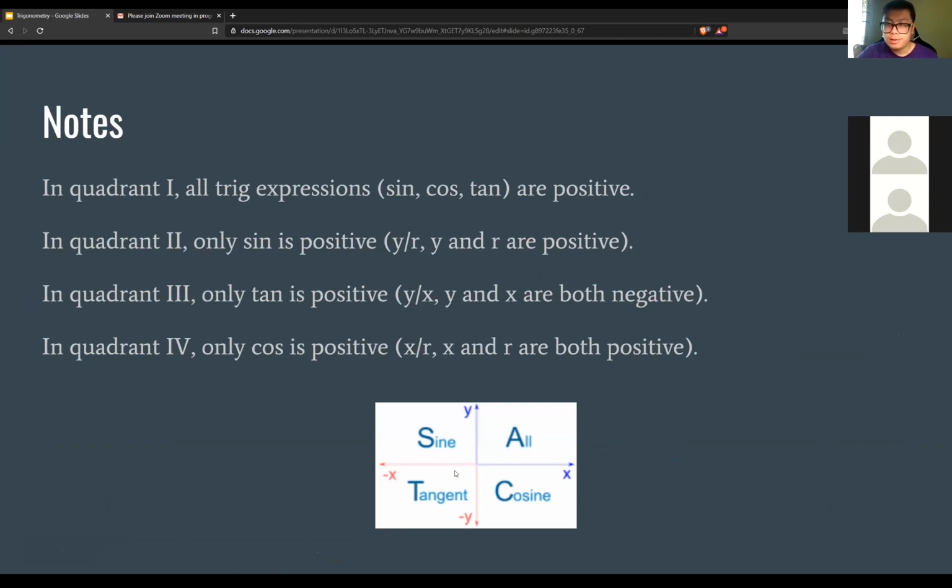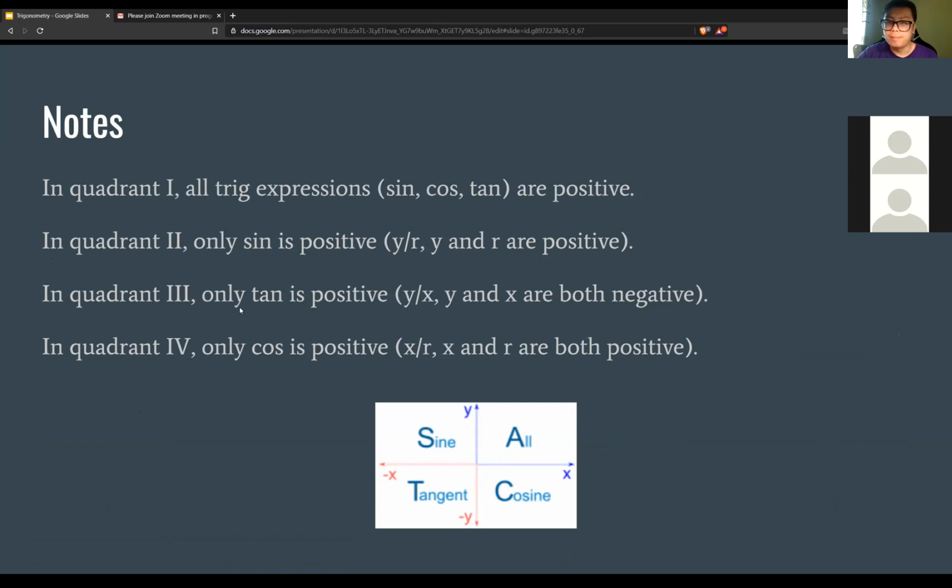The positive y-axis and the negative x-axis right here. In that quadrant, only sine is positive. It's because y and r are the only sides that are positive. Remember, y is positive, r always is positive, but x is negative. So any trig ratio with an x will be negative. Remember, y over r, they're both positive, so only sine is positive.